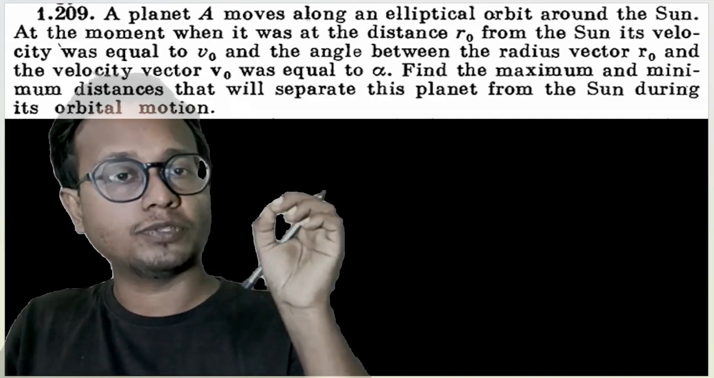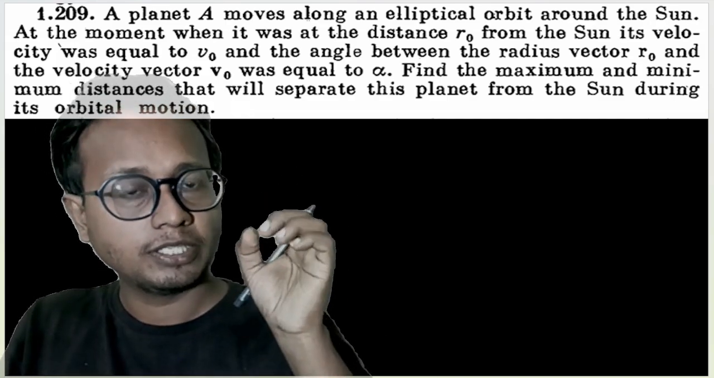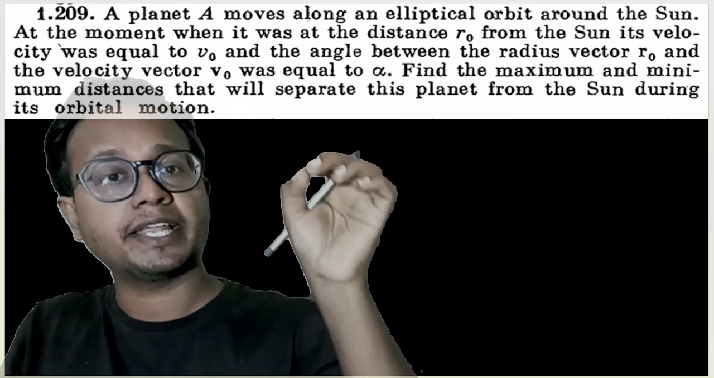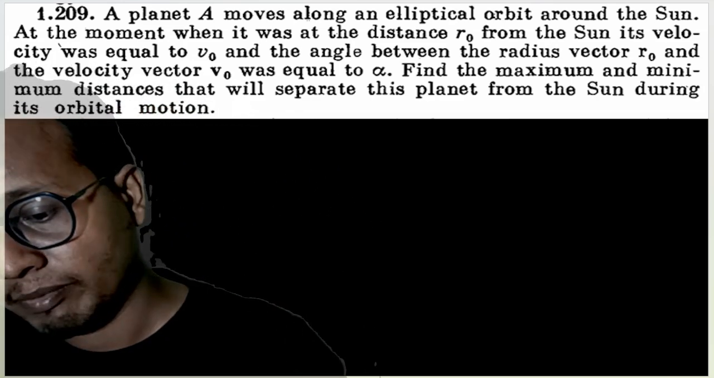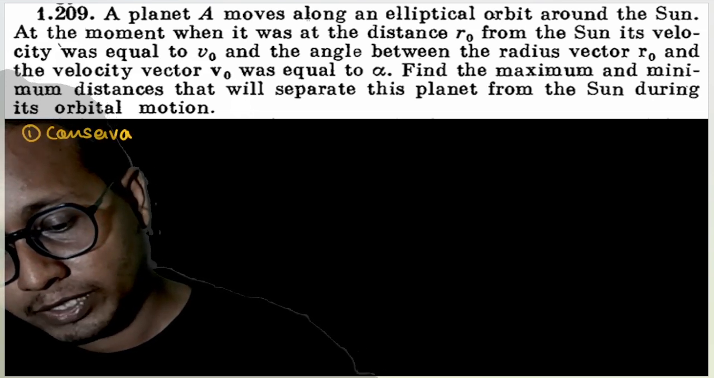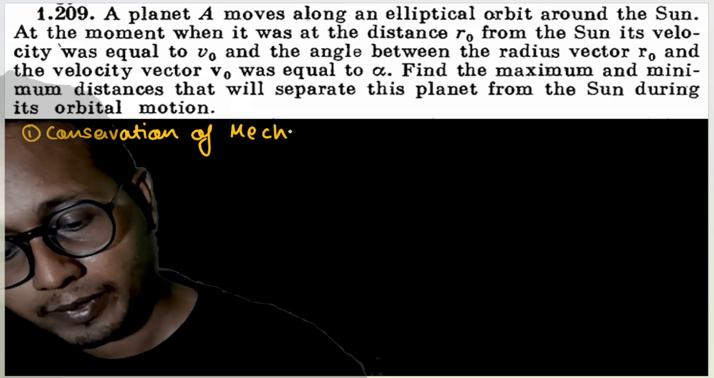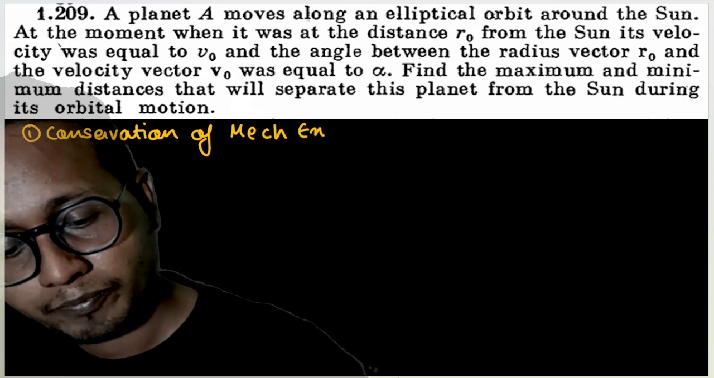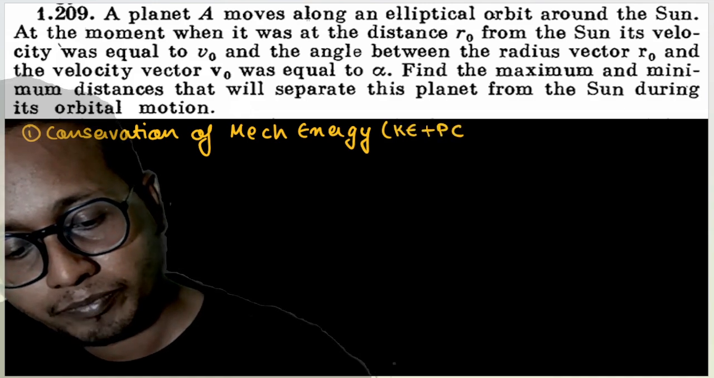Because the only force acting on the planet is the gravitational force, that is conservative in nature. So the total mechanical energy in an elliptical orbit will always remain conserved. So the first thing you need to remember is conservation of mechanical energy. Mechanical energy means kinetic energy plus potential energy.